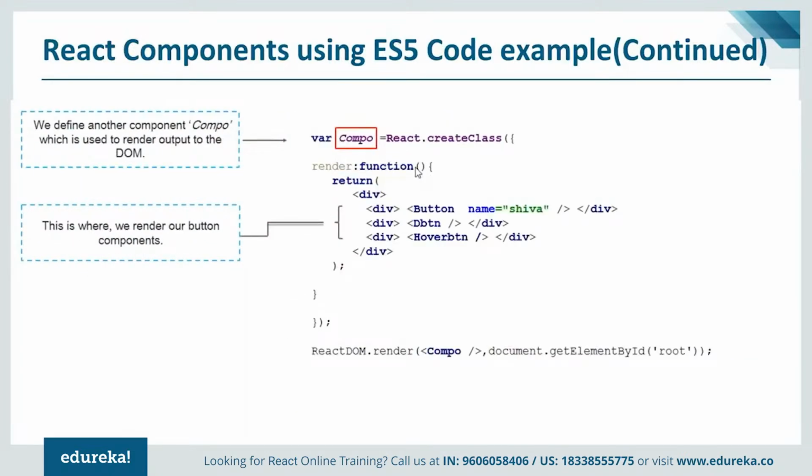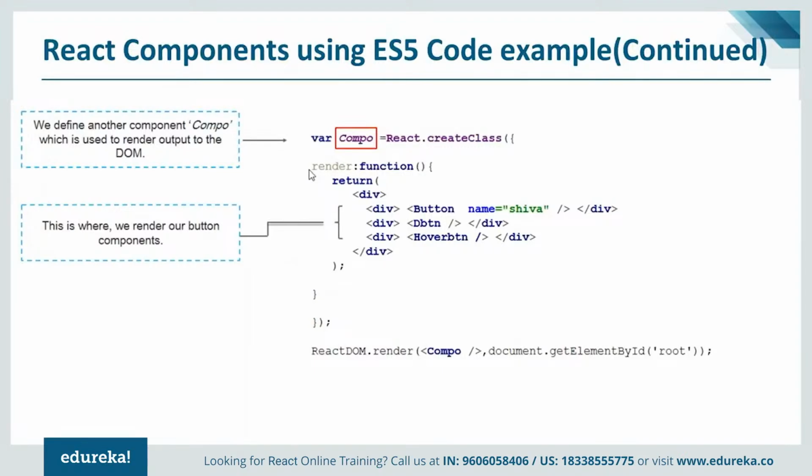Finally, we define another component, which is used to render the output to the DOM. This is the main component. The previous three components which we created, the first one was the button, the second was the DButton, and the third one was the hover button. All these three components we are going to use in our main component, which is used to render output to the DOM. So let's see what we are doing here. This is a component, and we are creating it using React.createClass, which is ES5 syntax.